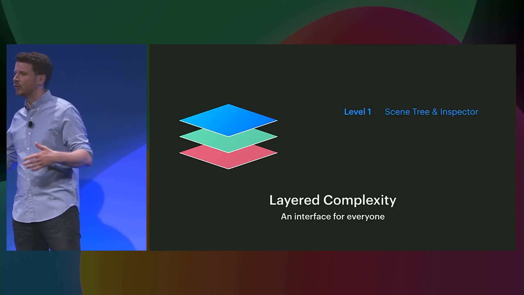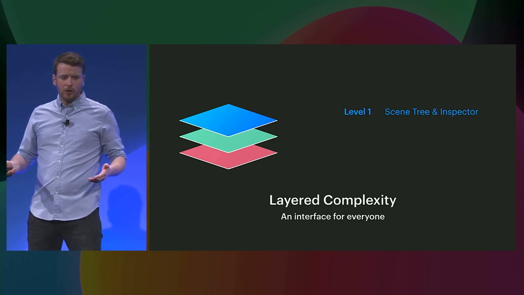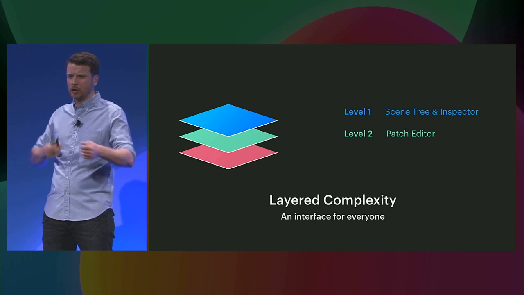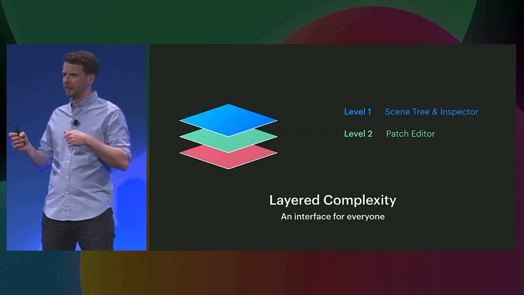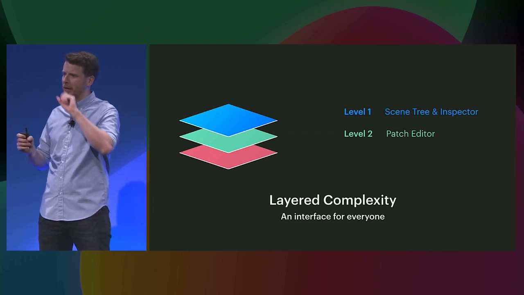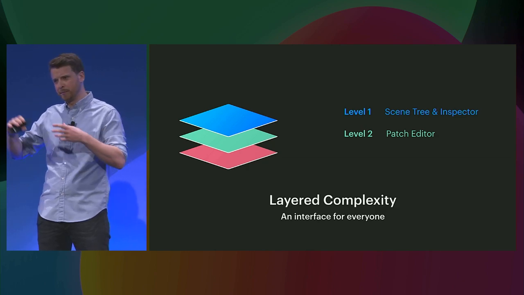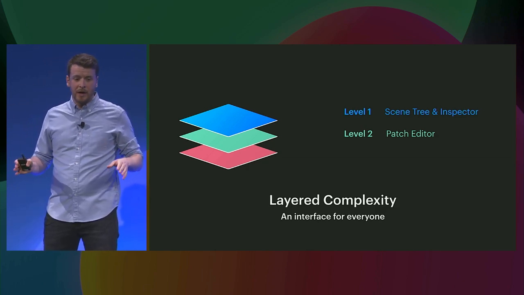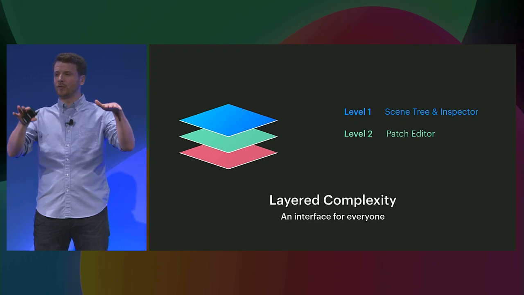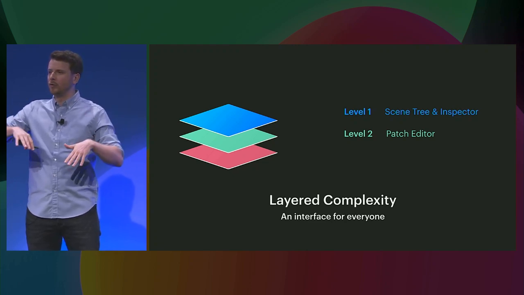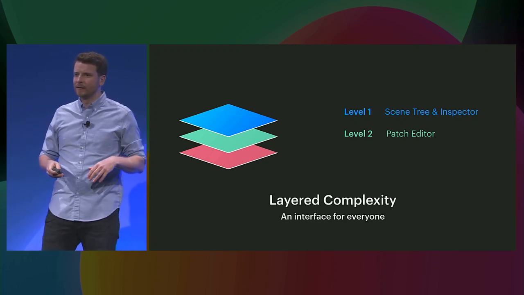If you want to add interactivity to your scene, you can use what we call the patch editor. This is a node-based graph system. So you can do things like drag a block in that says if the mouth is open, and attach it to one that says play this animation. And it's really simple. And anything that you've created in the scene tree and inspector, you can still use when you get to the patch editor. You don't have to start again, right?